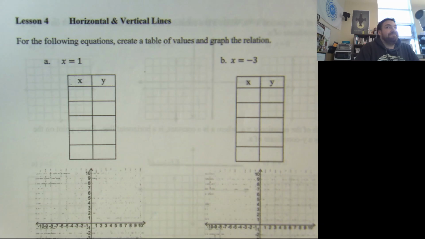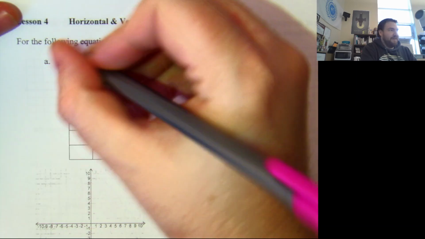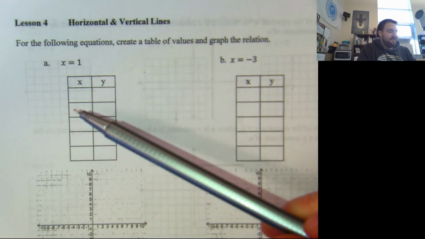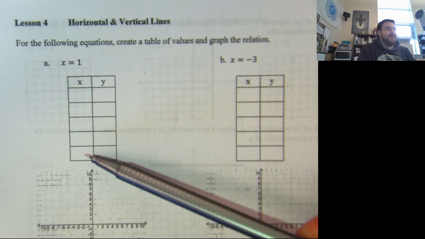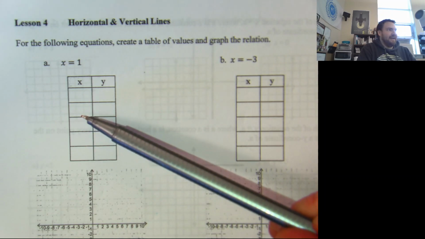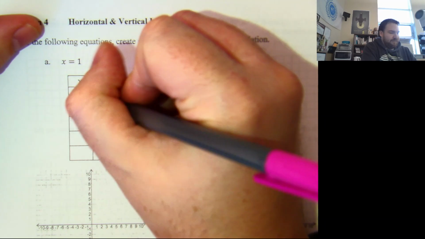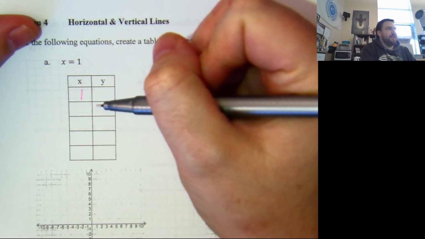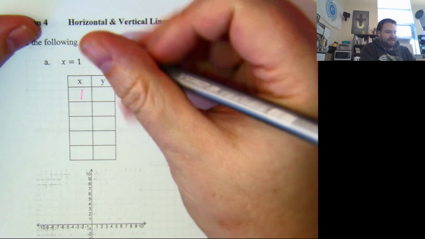What do we know? Look at the equation. What does the equation tell you? That x is 1. So if x is 1, filling in my table of values here is going to be really kind of pointless, right? X is 1. Is x allowed to be anything other than 1? No. X is 1.